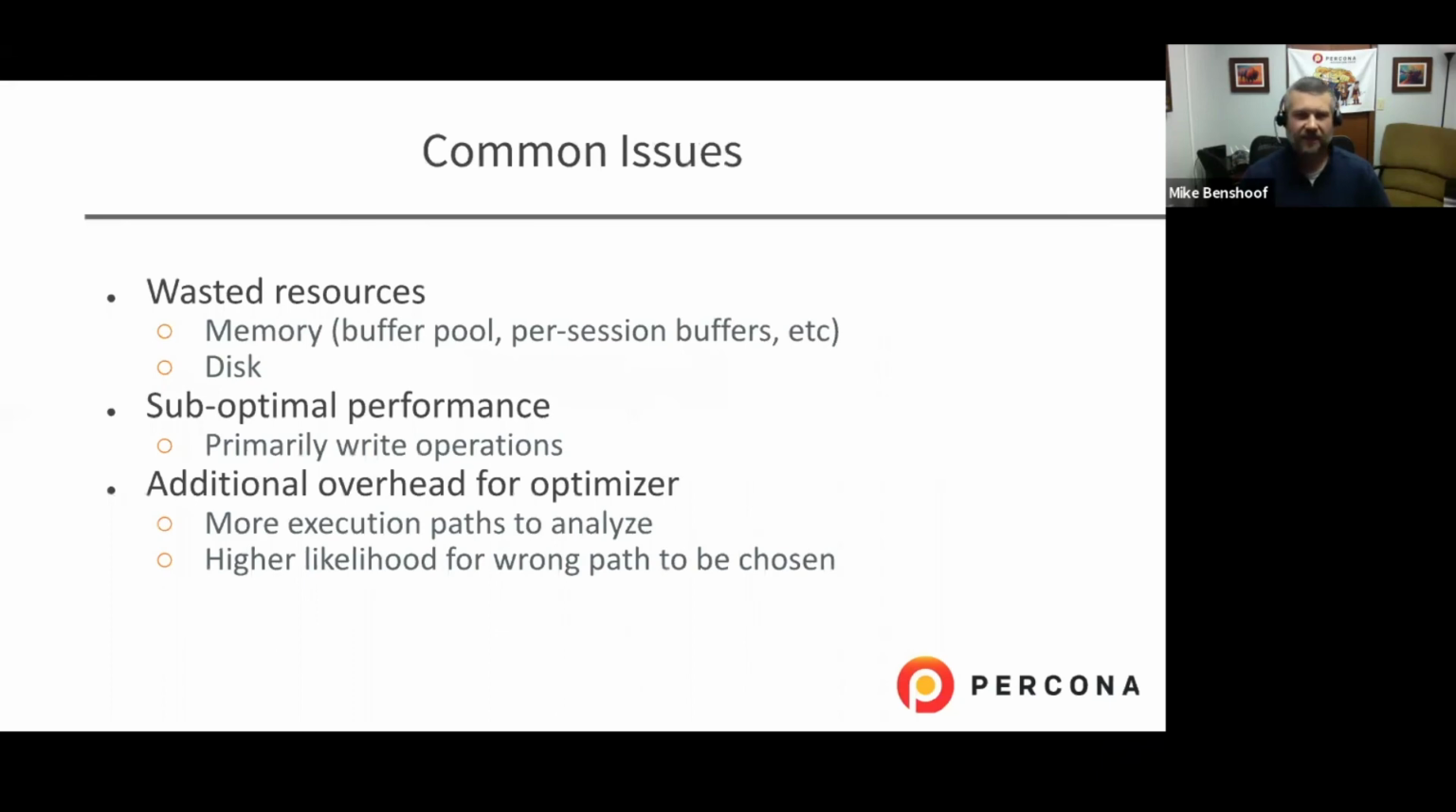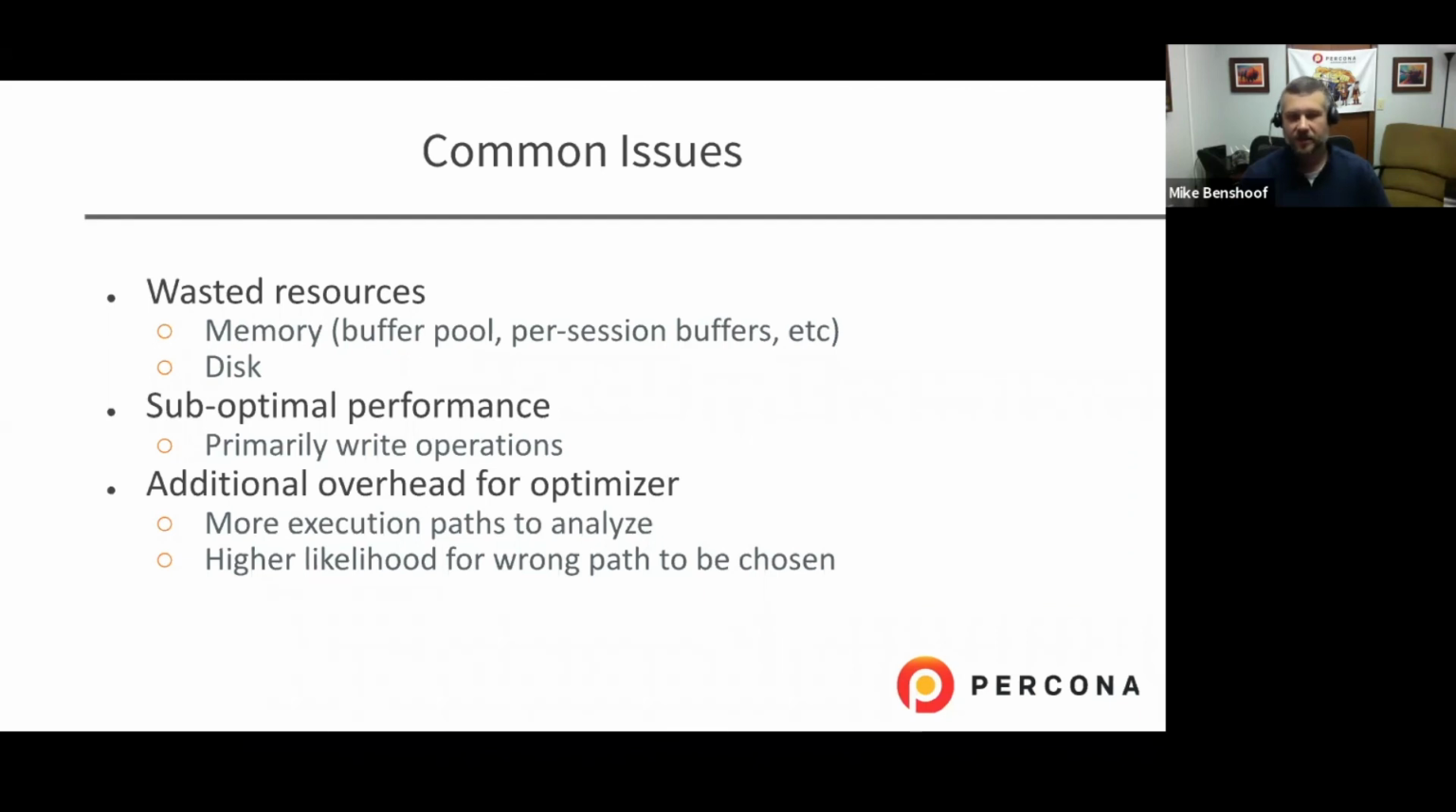So again, just kind of in review, some of the main impacts that we see from schema optimization, or not having your schema optimized, is wasted resources: the individual session buffers, the buffer pool itself, and then disk. Suboptimal performance, right? When we have to update 10 different indexes, that's going to potentially slow our write performance. So having suboptimal performance is another thing to look at.